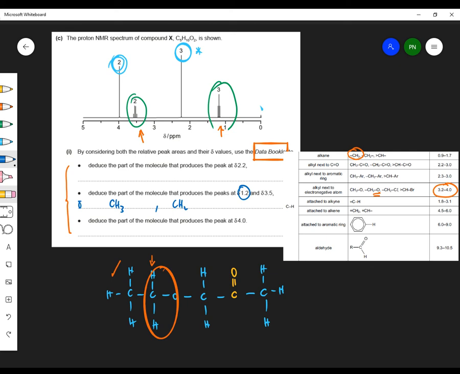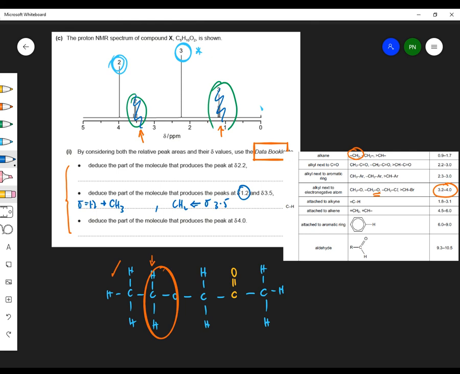This is the 1.3. Delta equals 1.2 is this one. And this one is delta 3.5. Okay, I've messed it up a bit, haven't I? It doesn't look pretty, but you know what I mean. All right, so we've done with this one and done with this one.